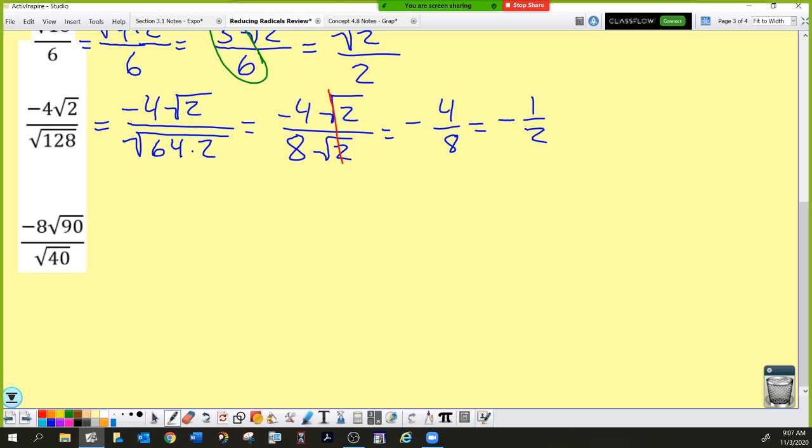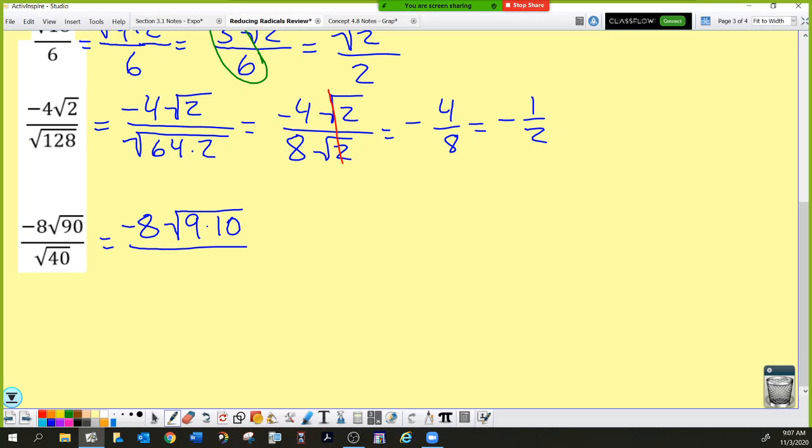And the last one on this slide. Oh boy. Well, 90 is not a perfect square. Neither is 40. But they can both be split. What is the only perfect square that goes into 90? It's 9. It's actually 9 times 10.